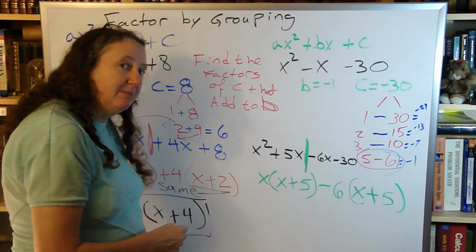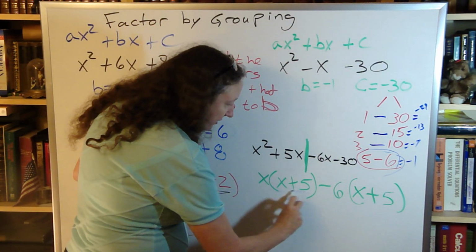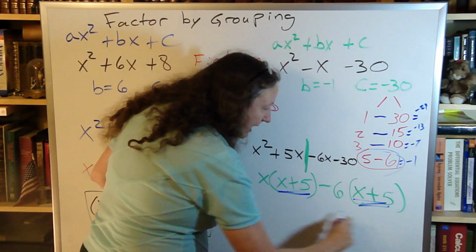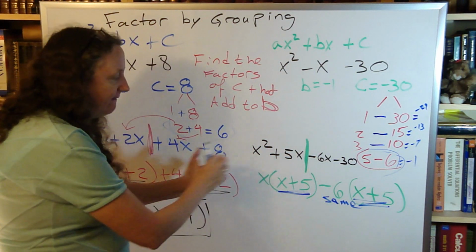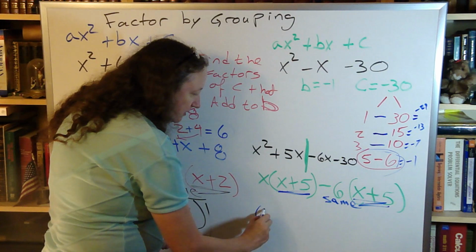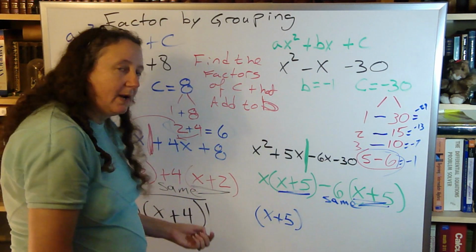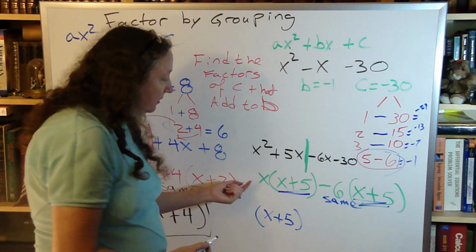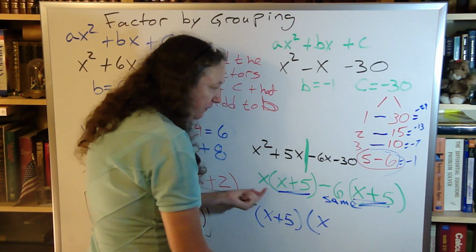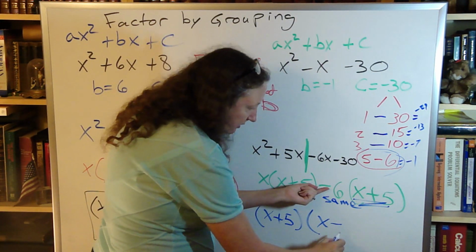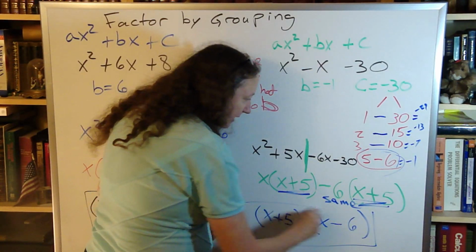Do I have the same thing inside both sets of parentheses? Is this the same as that? Yes, I factor that out. What am I left with? What's outside the parentheses goes into another set of parentheses. So I have x minus 6. I now have my factored answer.